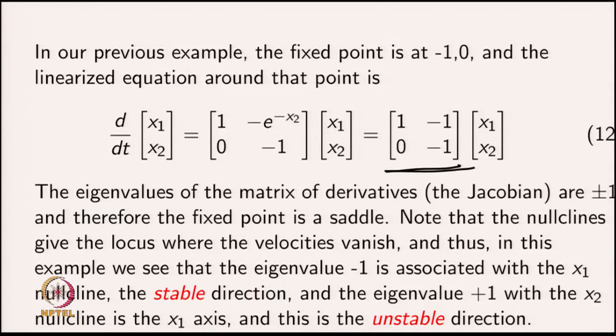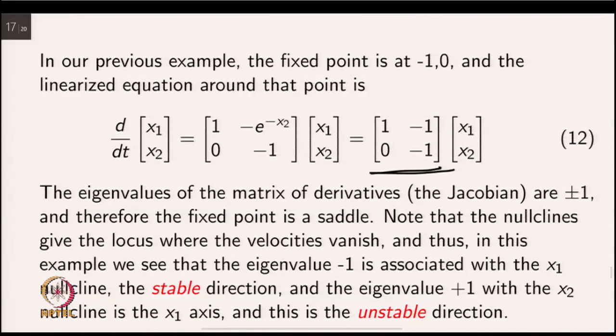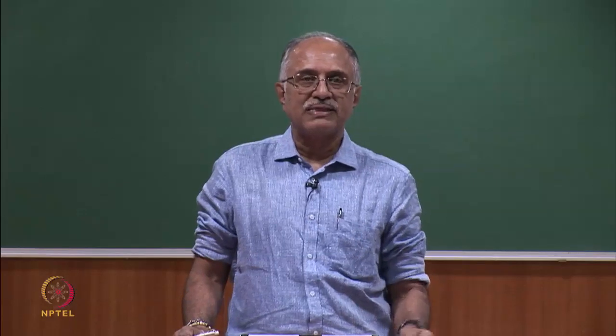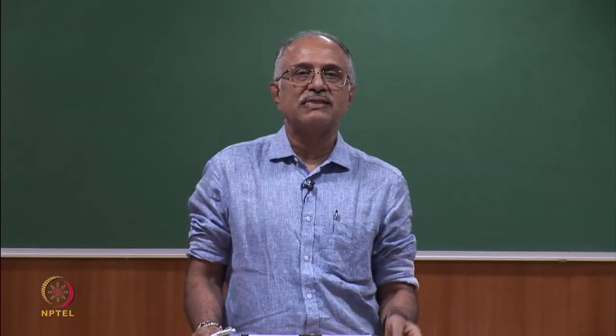Now, the eigenvalues of this matrix of derivatives, which is termed the Jacobian, they are plus and minus 1, and one of them is positive, one of them is negative. Therefore, the fixed point is a saddle.